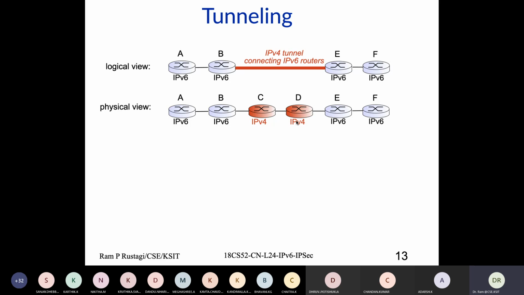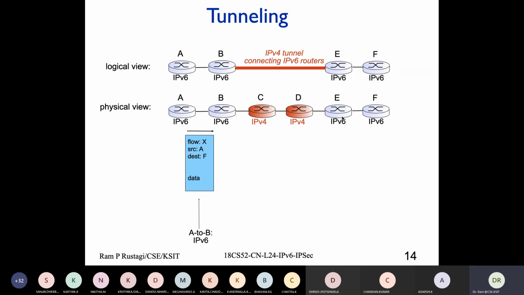So each router would see the whole packet as IPv4, it will route the whole packet as IPv4 and send it out. And when E receives it, it knows it is an encapsulated IPv6 packet, it removes the IPv4 header and delivers. So you can look at it the following way.